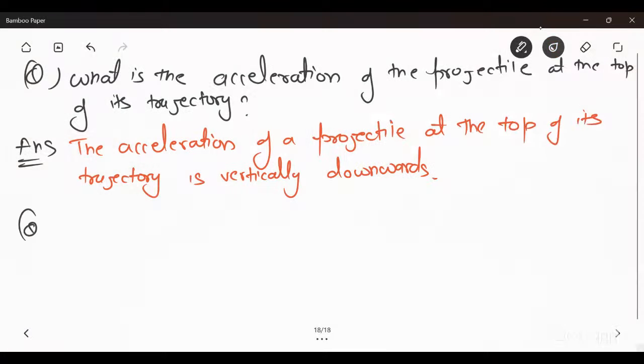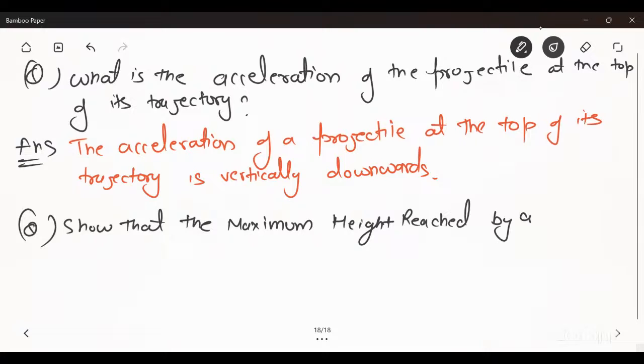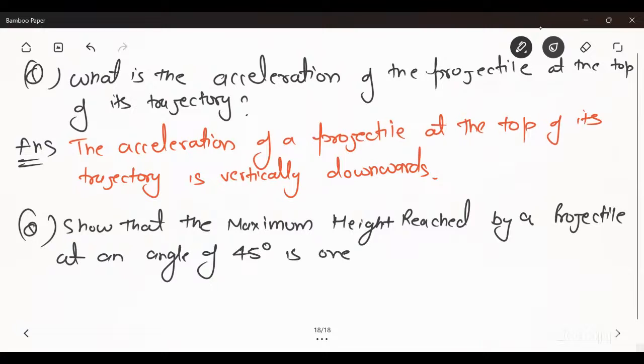Next is: show that the maximum height reached by a projectile at an angle of 45 degree is 1/4 of its range. Okay, now come to its solution.